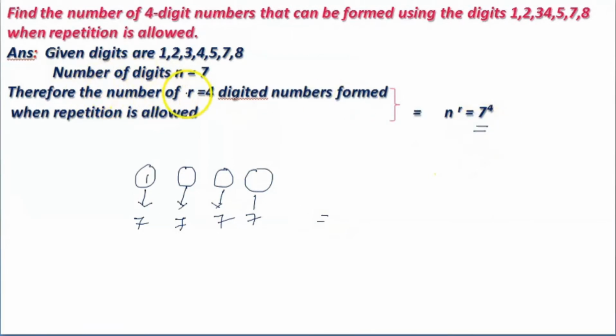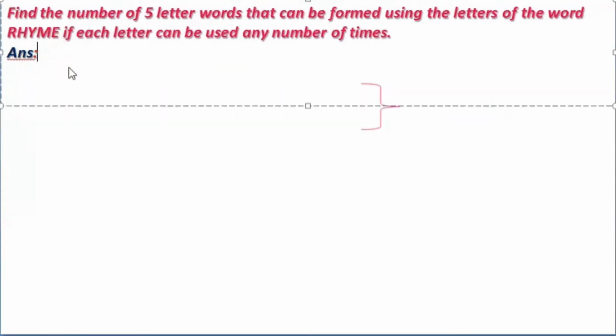According to the formula, the number of ways of arranging r places with n things when repetition is allowed is n power r. That is 7 power 4 here. Look into this problem. Find the number of 5-letter words that can be formed using the letters of the word rain, if each letter can be used any number of times.